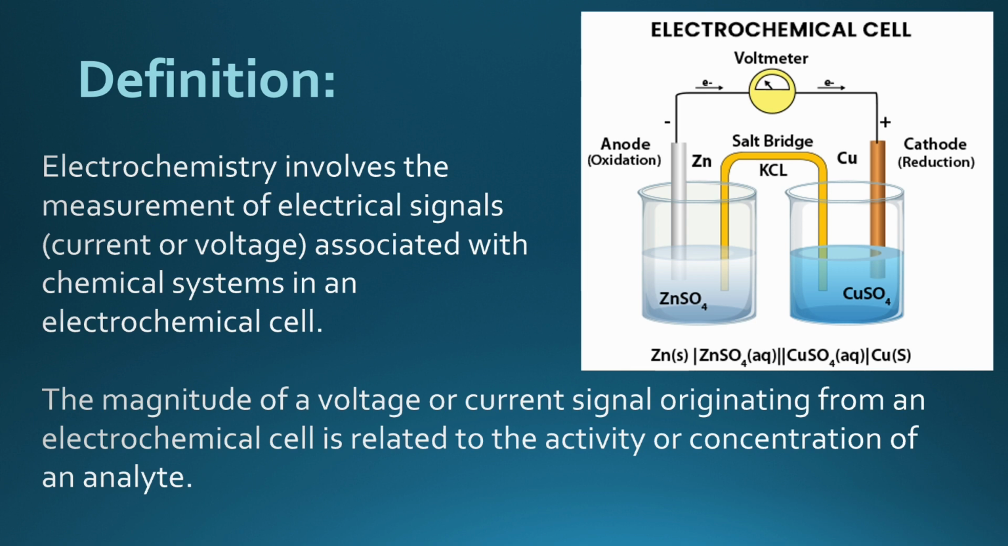Electrochemistry involves the measurement of electrical signals, whether a current or a voltage, associated with chemical systems or chemical reactions in an electrochemical cell. Here you can see the electrochemical cell. In the electrochemical cell, you have two electrodes, and there should be a chemical reaction on both sides, and as a result of the chemical reaction, a voltage or an electrical current will be generated. This signal, when detected or monitored, will be related to the concentration or the activity of the analyte of interest.